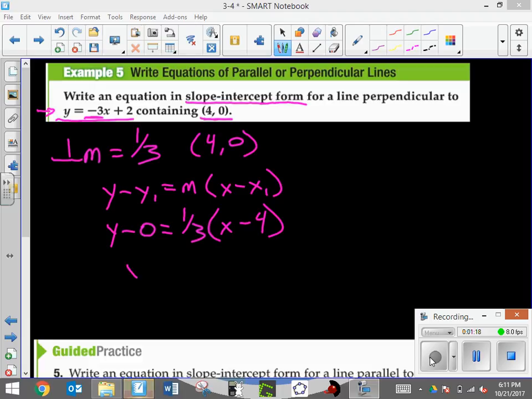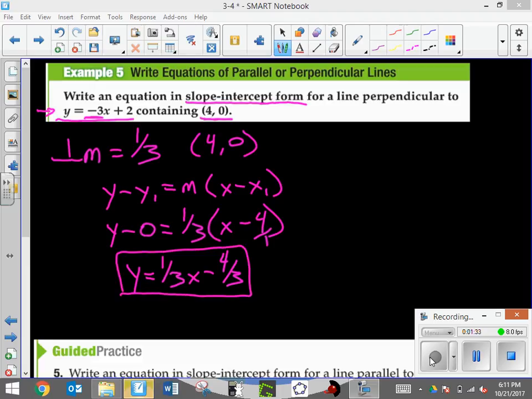On the left I just have y equal to, I'm going to distribute. So I've got 1/3 x minus 4/3. Okay, and there's my finished equation.